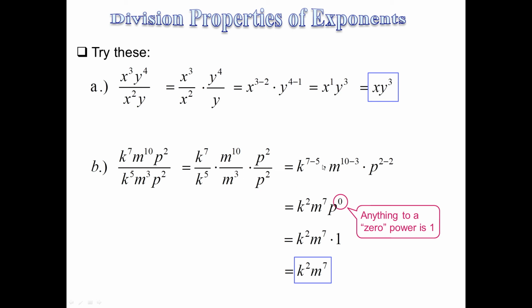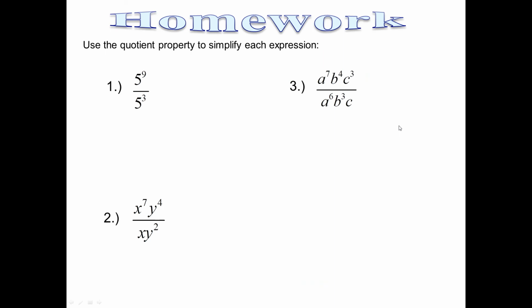Oh, maybe I tried to combine the k and the m, even though they're different bases. And I talked about how you can't do that. Maybe you're adding the exponents, but that's only when you're multiplying bases with exponents. This is now the quotient rule, so we are subtracting the exponents there. All right, so I think that's it.